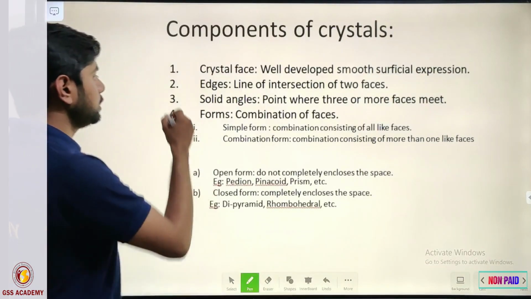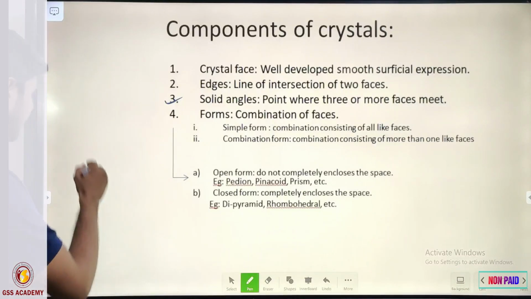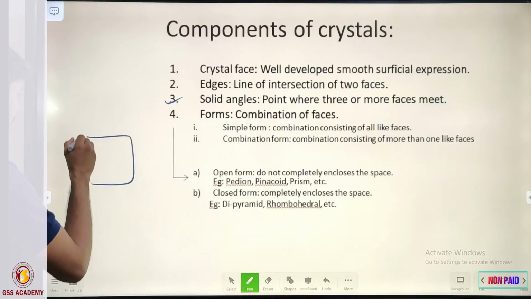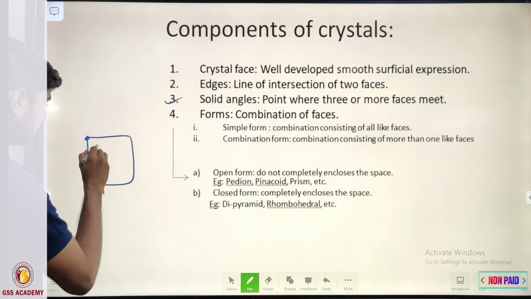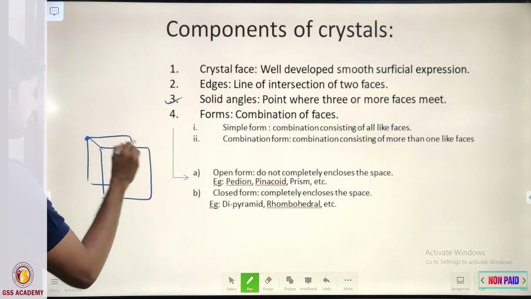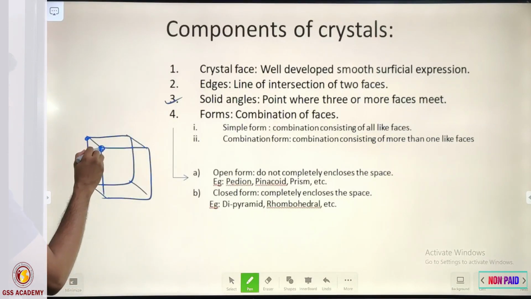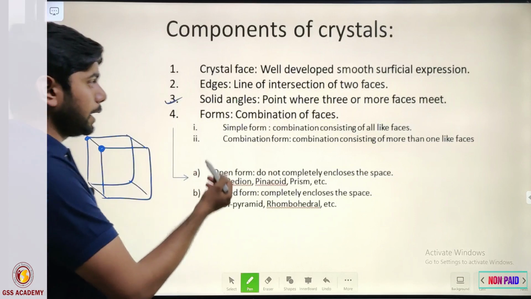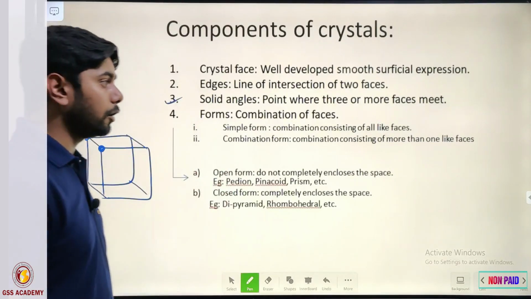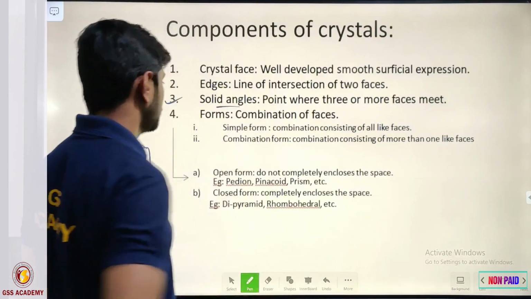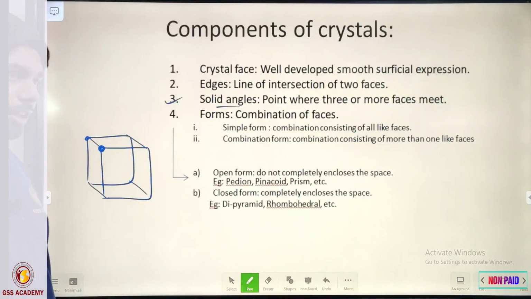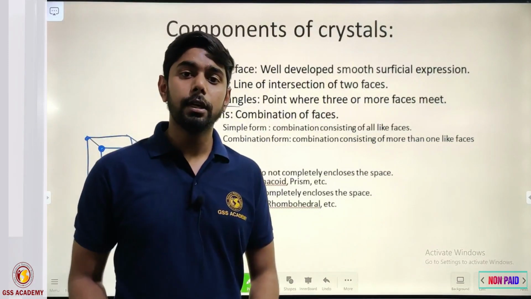The third one is solid angles. What are solid angles? If this is the crystal, the angle which is marked by the joining of three faces is considered the point which is the solid angle of that particular crystal. After that, we will see different forms of the crystals.